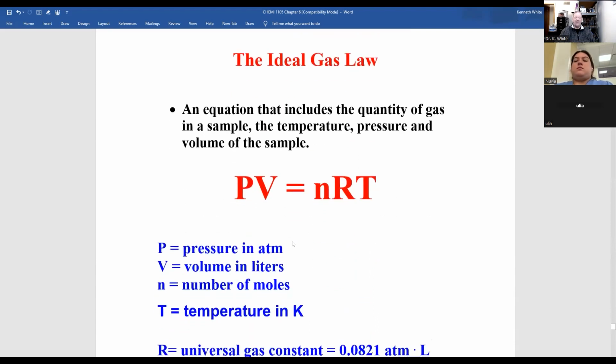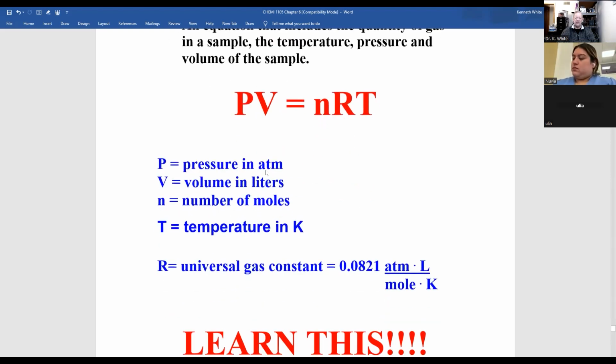But now, this is probably the most important mathematical equation, or my favorite one, in chemistry, the ideal gas law. And that's PV equals nRT. P is pressure in atmospheres, V is volume in liters, n is the number of moles, T is temperature in Kelvin, and R is the universal gas law constant, which is a calculated number. And for this class, we'll use 0.0821 atmospheres liters per mole K.